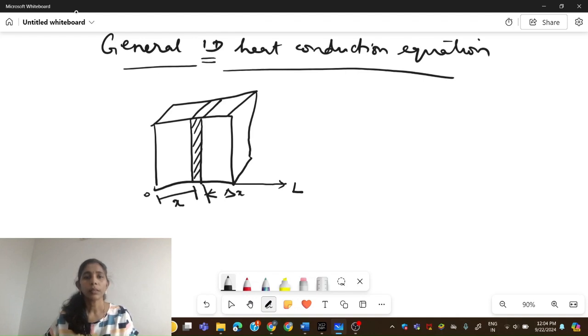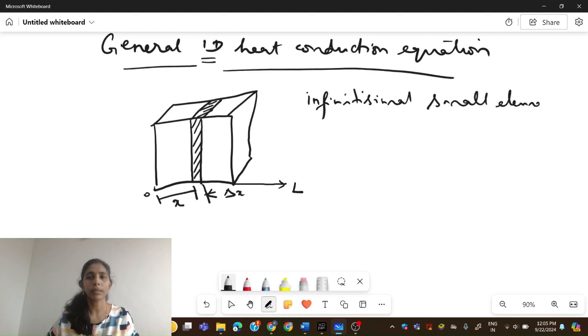Now the heat that is entering, our concentration is only for this element. I have considered an infinitesimal, very small element of thickness delta x. Now the heat that is entering into this element, let me take it as qx, and the heat that is exiting out of this element is qx plus delta x.